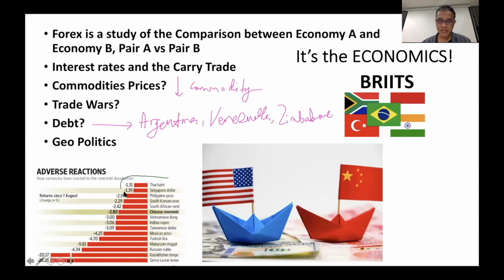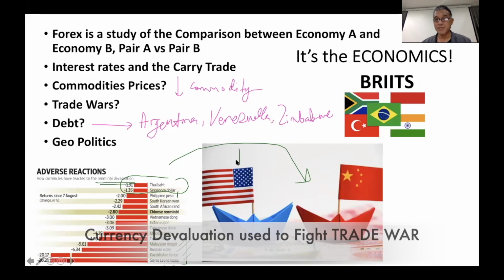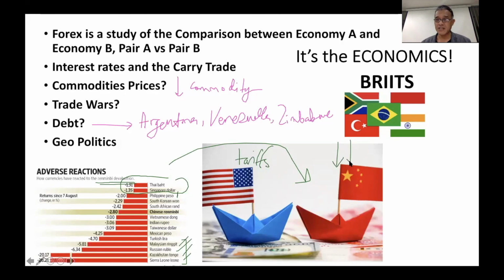You see how strong the Thai baht and Singapore dollar are, and the Philippine peso, and yet you see the currencies here that are most impacted by this. You see the Malaysian ringgit, Russian ruble, Kazakhstan, Sierra Leone. I didn't even know you were up here, okay? So this just shows you how currencies reacted. This is reacting to the renminbi devaluation. Of course, the renminbi was devalued as China's response to the US trade war, because as the US puts tariffs on China, one way for China to fight back is to reduce the interest rates on their currency, then kind of even out, right?